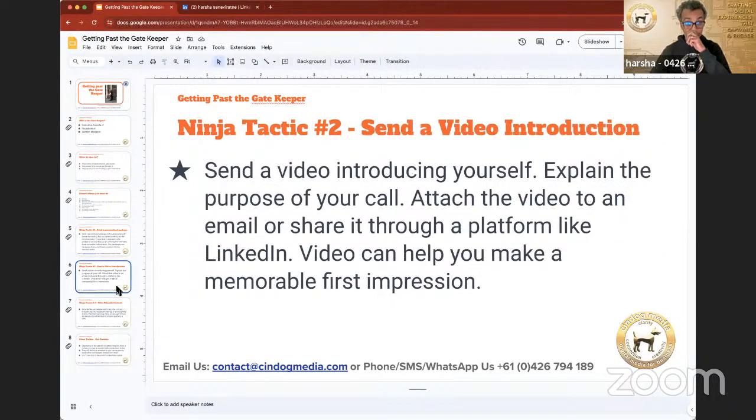Ninja tactic number two, send a video introduction. There's a number of platforms that you can use to do this. The simplest is to put a video on YouTube and make it private and send that link to the person, introducing yourself and explaining the purpose of the call that you're trying to get. Attach the video to an email or share it through a platform like LinkedIn, which will have a bit more credibility when they get it on there. They may view it.